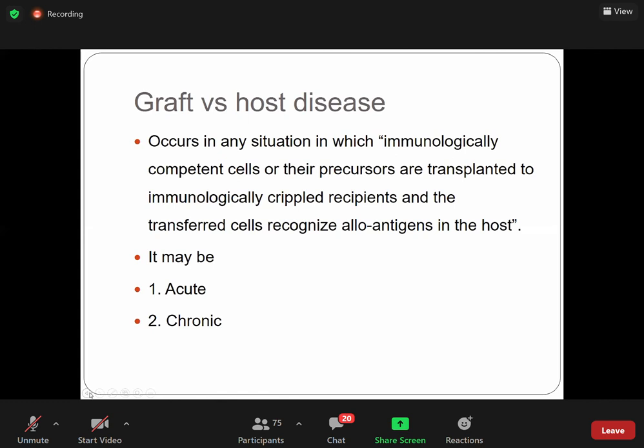Now, your patient is immunocompromised, immunosuppressed, and the immunocompetent tissue is transplanted into the immunocompromised host. Here, the donor cells from the transplant recognize the host molecules as foreign and attack the host. This is a type 4 hypersensitivity reaction. Antibody plays no role at all.